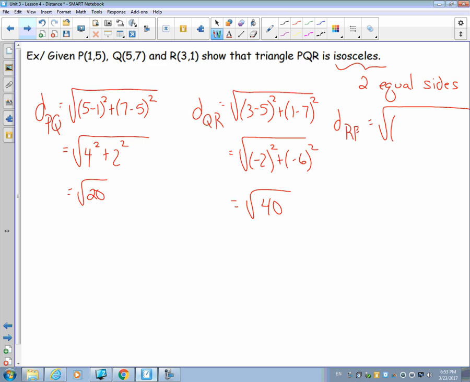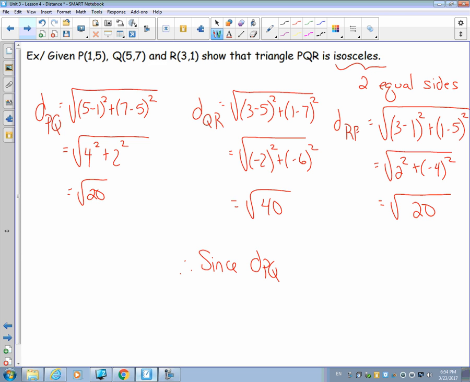So RP, 3 minus 1 squared and 1 minus 5 squared. That gives me 2 squared and negative 4 squared. Well, that's 4 plus 16 is 20. Hey, PQ and RP are the same. So therefore, since the distance PQ is equal to the distance RP, this is isosceles. I've proven that two are the same.